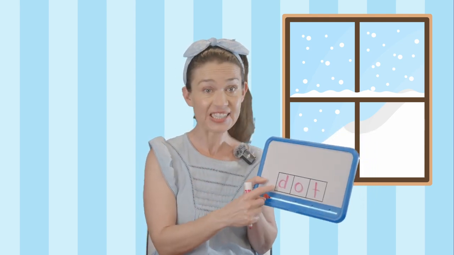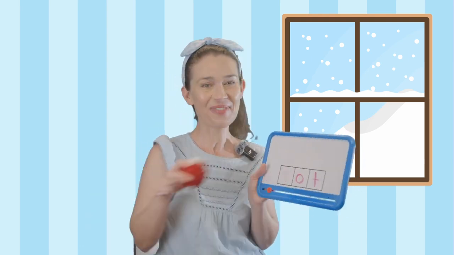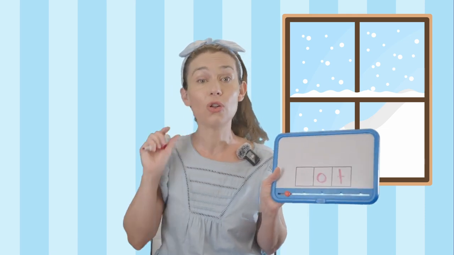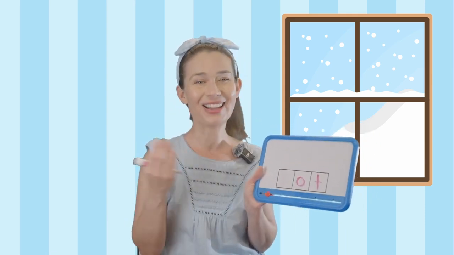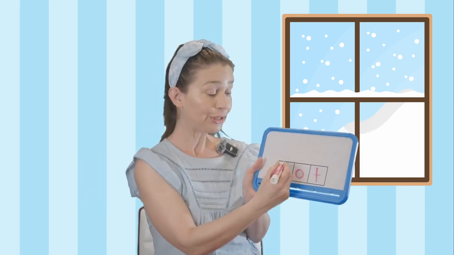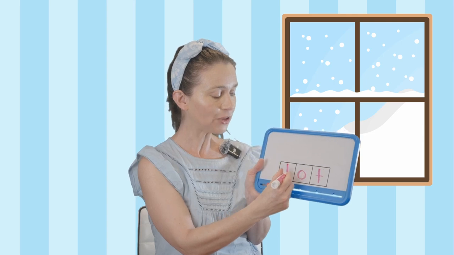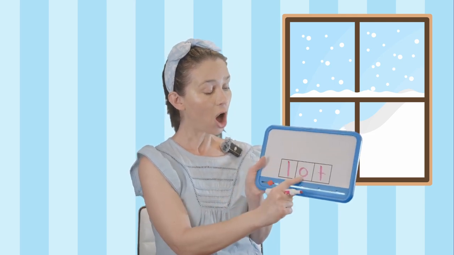Ooh, I don't hear a D at the beginning. I'm going to get out Mr. Moogly because his eyes are googly, and he's going to help us take that D away. I hear L at the beginning of lot, and I know that's the sound that goes with one of our new letters, L. So I'm going to put a lowercase l right in that first box. L-A-T.